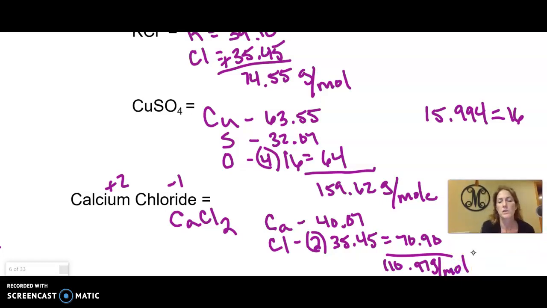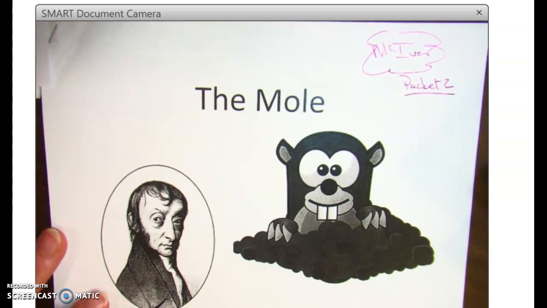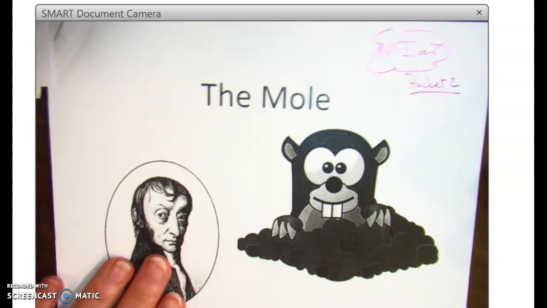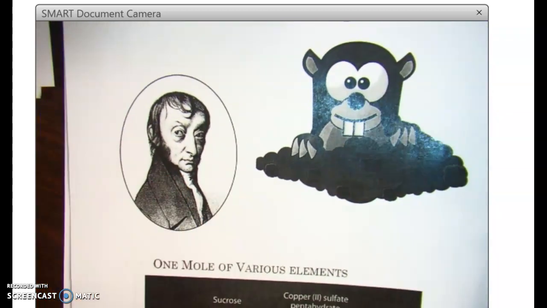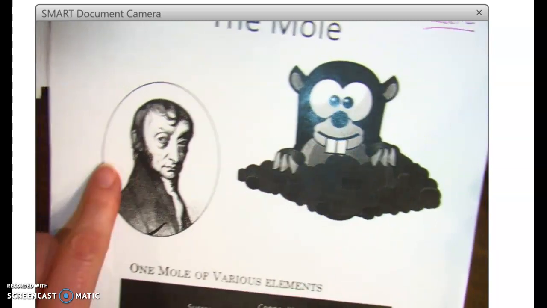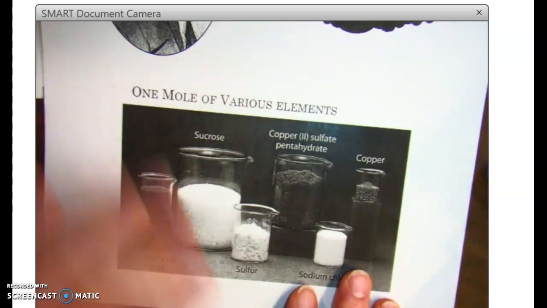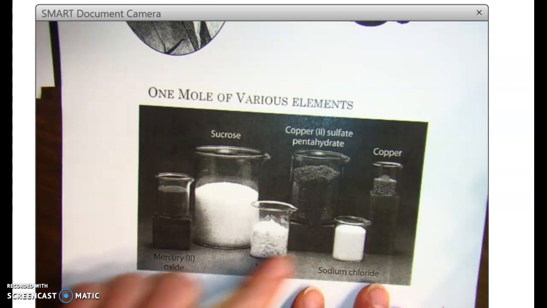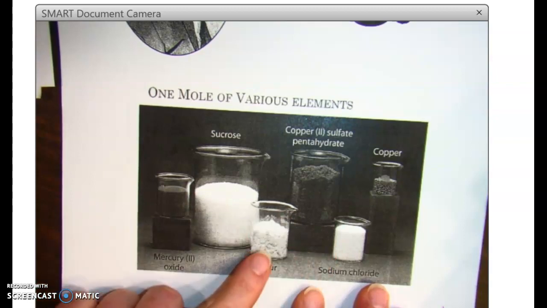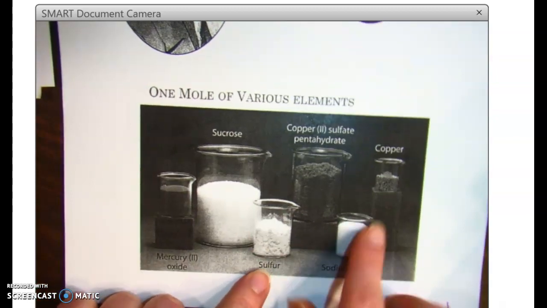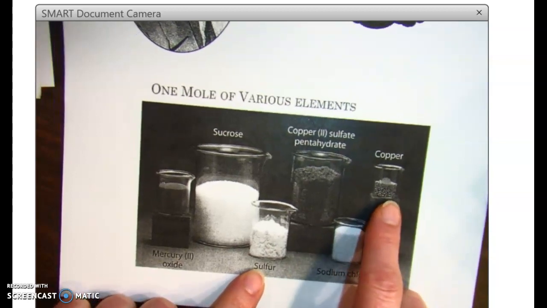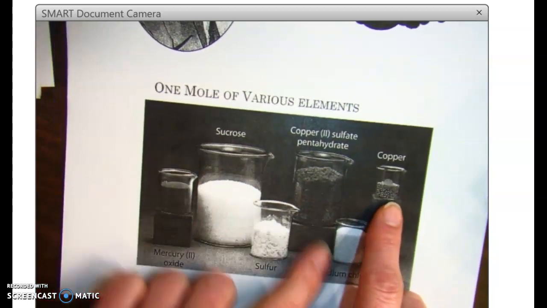So I'm going to work 1 or 2 practice problems with you from your packet. So if you will grab your packet that looks like this that I gave you. Okay, so hopefully now you have your mole packet that you all went home with. You've got your mole on here, you've got Avogadro. And here's a picture of one mole of different elements, as far as we have sulfur and copper, and then we have a few different compounds.